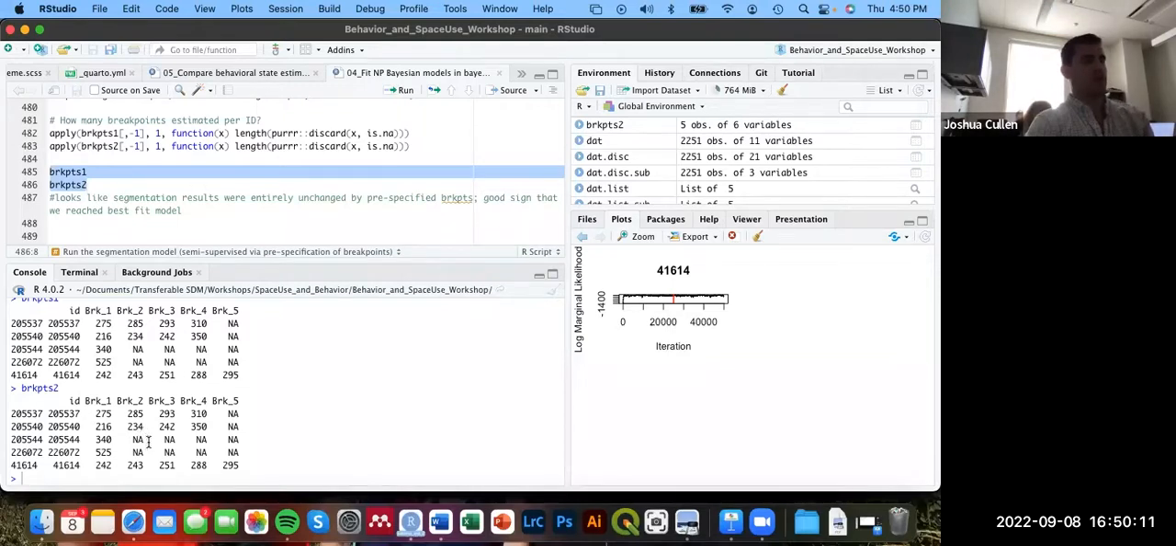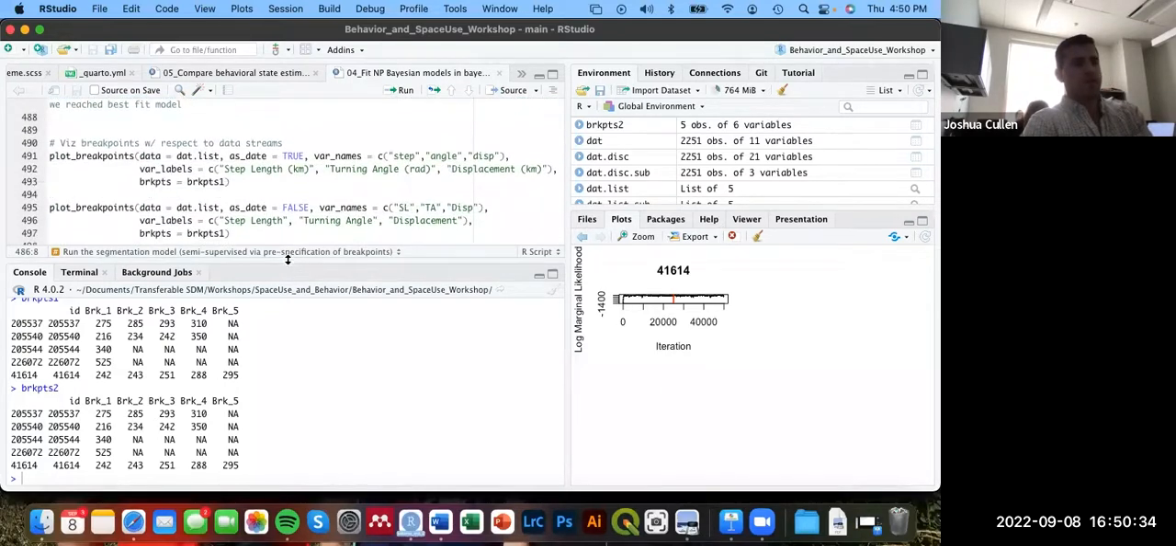So essentially the segmentation model was unchanged by the breakpoints we pre-specified, which, at least for this purpose, is a good sign that we reached our best fitting model. We didn't learn anything new by pre-specifying breakpoints. The model was able to do it successfully on its own.